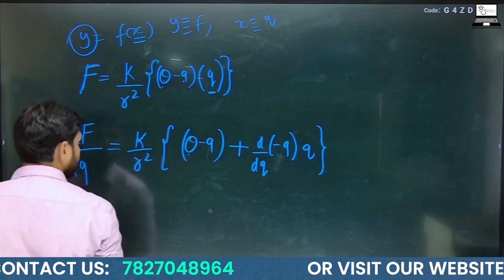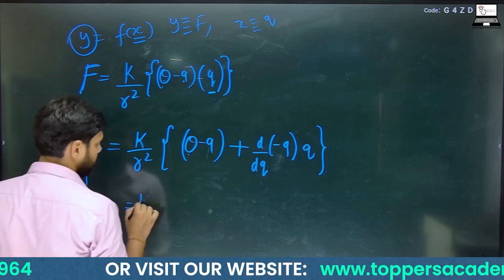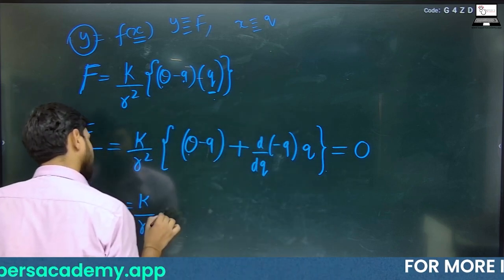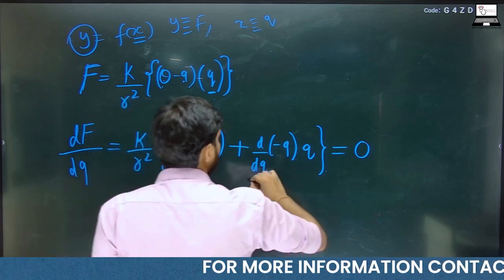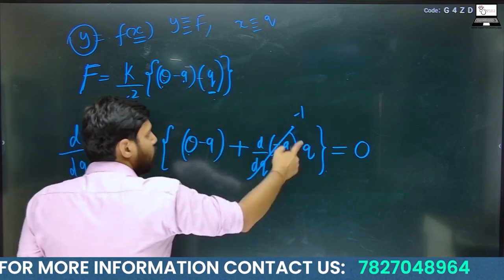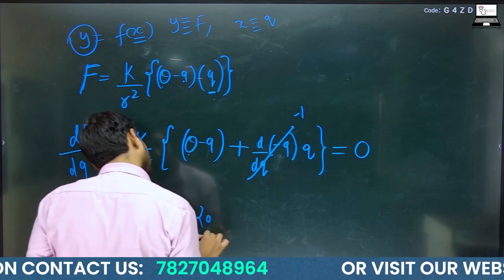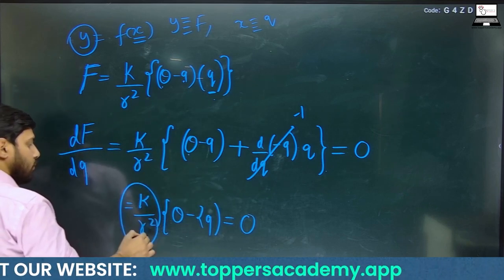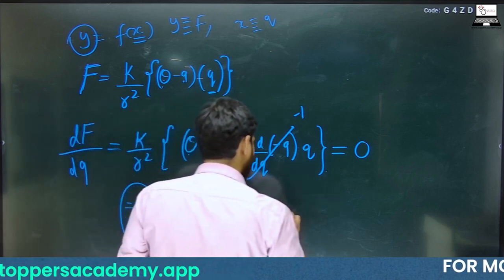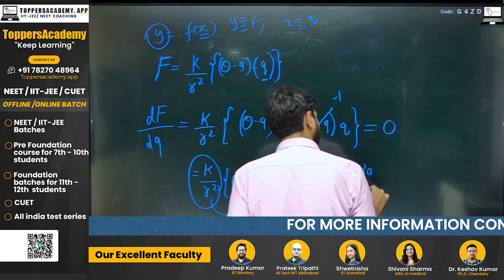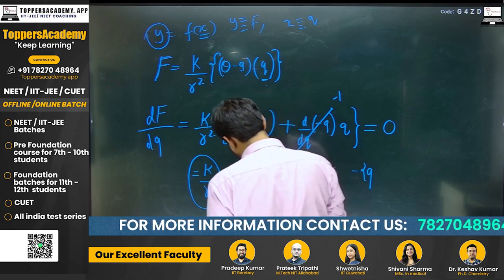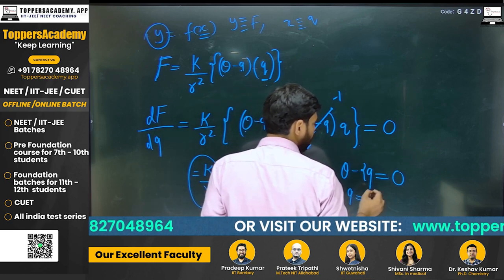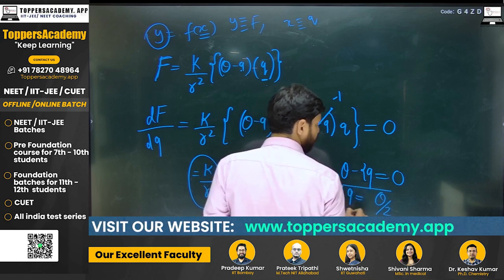What are we getting here? We have to equate it to 0. We are getting something like minus q, minus q, so it will be Q minus 2q equals 0. Clear? So k upon r squared goes to the denominator, and we are left with Q minus 2q equals 0. So what we are getting is the value of small q is Q by 2.